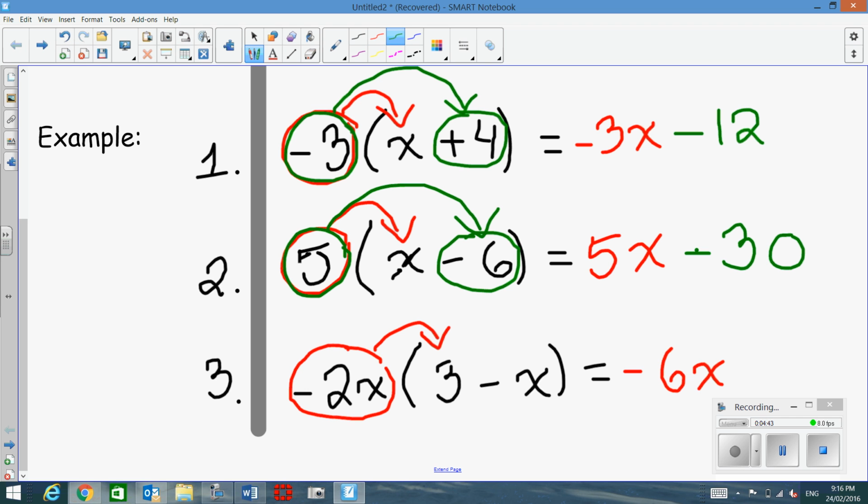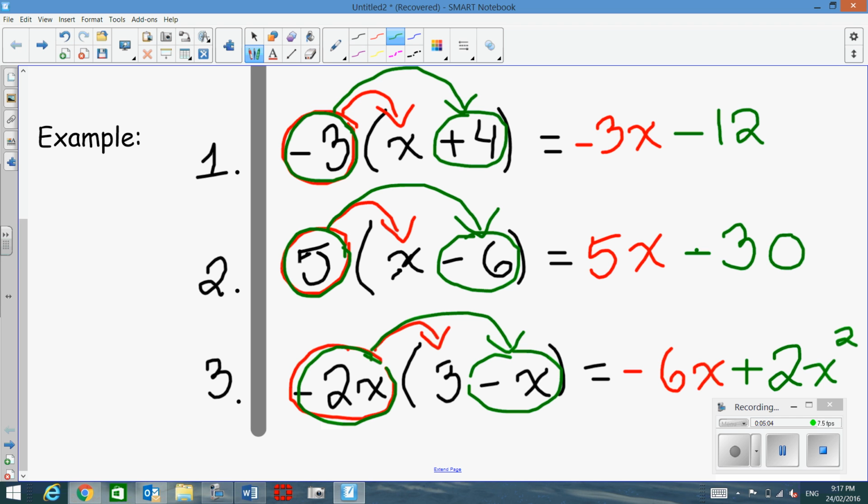And then I'm going to take the negative 2x and multiply it or distribute it to negative x. So now I have a negative times a negative. So I'm going to get positive 2, and then x times x makes x squared. And remember, because you said positive, we're going to put a plus sign in front of the 2. So now I've made the expression negative 6x plus 2x.